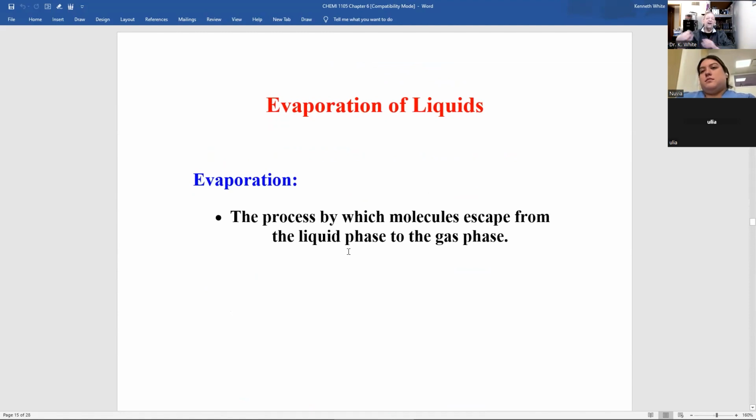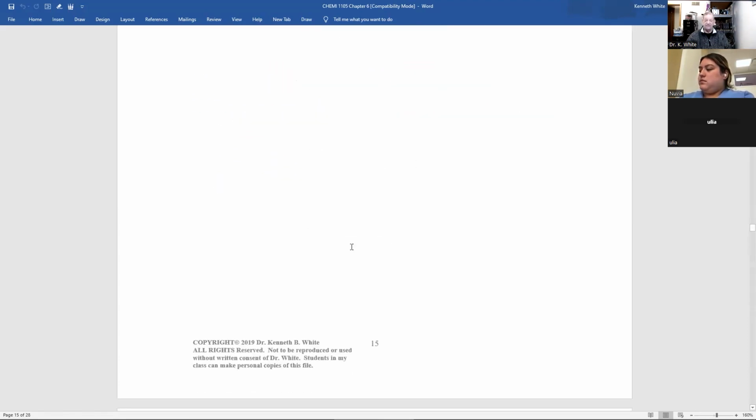All right, let's talk about liquids. You can have a liquid evaporate. If you put some water on a desktop or a table and come back in a day or two, it's gone. It evaporated. And that's the process in which molecules escape from the liquid phase to the gas phase. The liquid molecules become gas molecules. We call that evaporation.